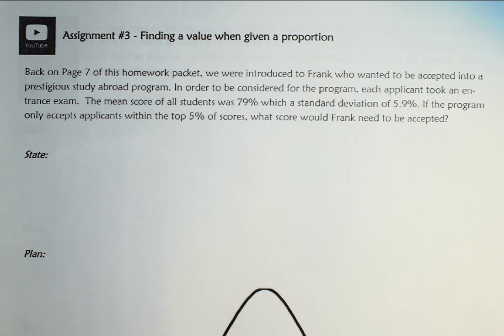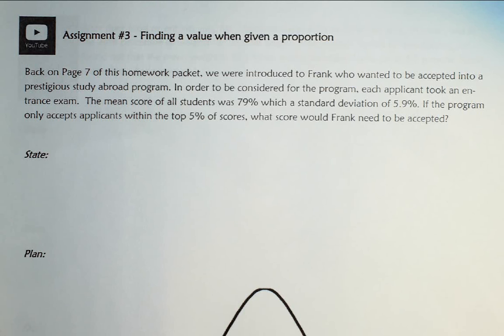Today we want to look at how we can find a value when given a proportion. Back on page 7 of this homework packet, we were introduced to Frank, who wanted to be accepted into a prestigious study abroad program. In order to be considered for the program, each applicant took an entrance exam. The mean score of all students was 79%, with a standard deviation of 5.9%. If the program only accepts applicants within the top 5% of scores, what score would Frank need to be accepted?